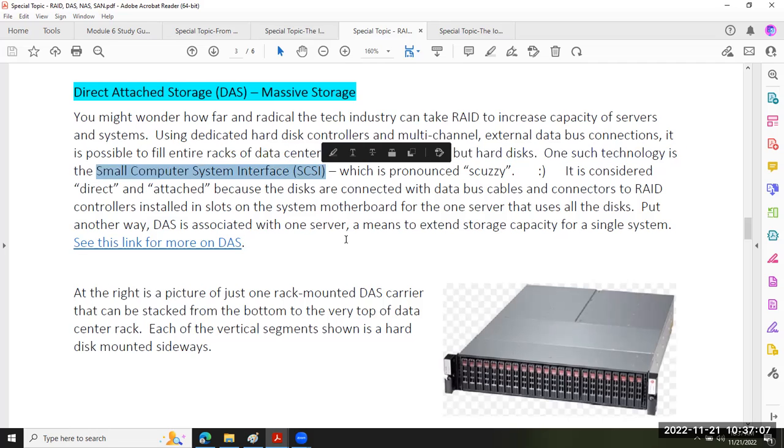Now, SCSI has been around a long time. But basically, this whole chassis can connect to a server, to the motherboard of the server with that parallel cable, and the parallel cable can run about 3 feet. That's it, 3 feet. This type of massive storage that's directly attached to a server is called direct attached storage, or DAS. Okay, and there's a link, so you can check out DAS.